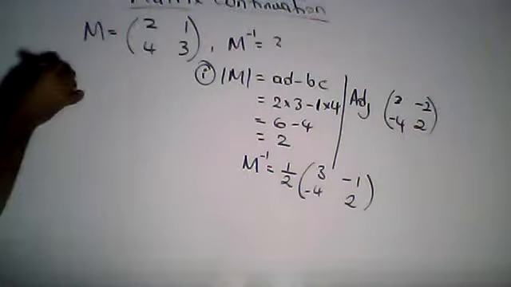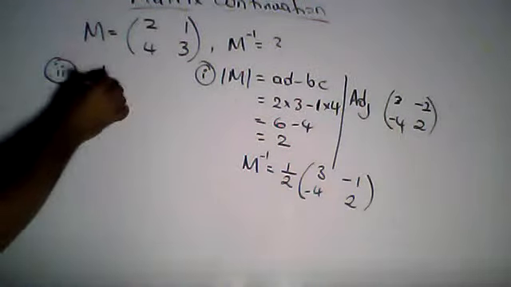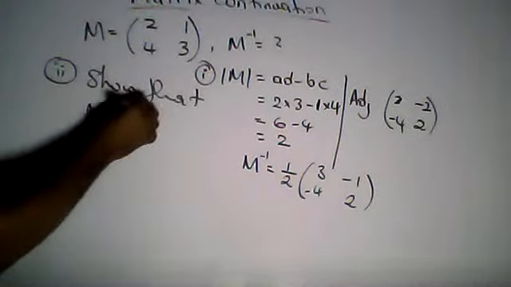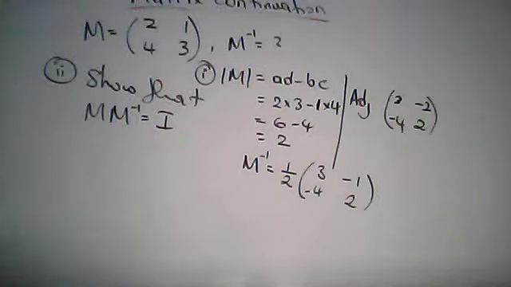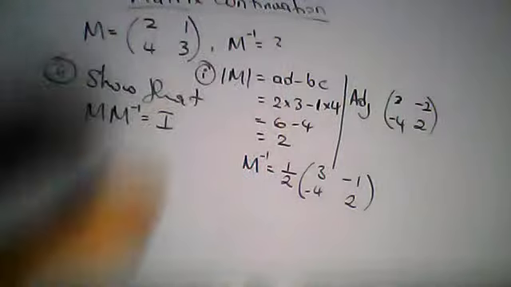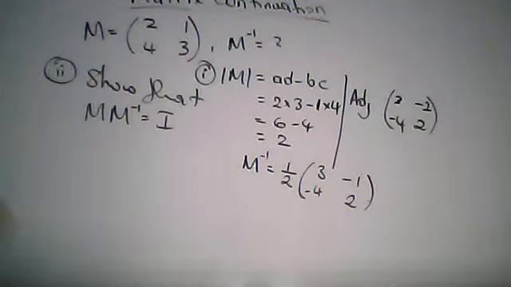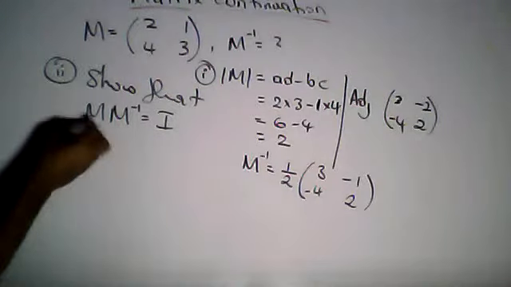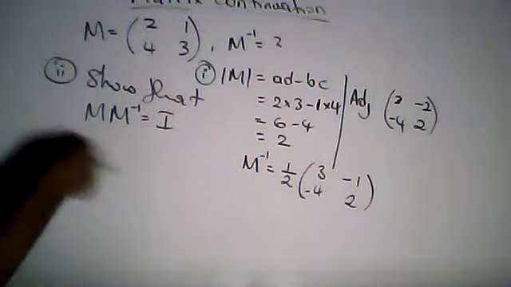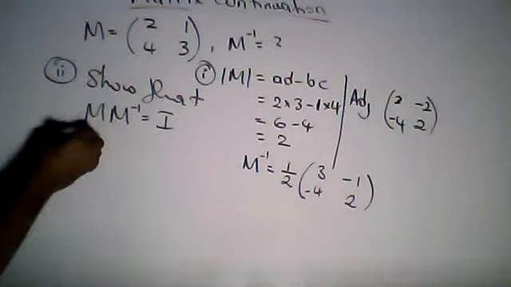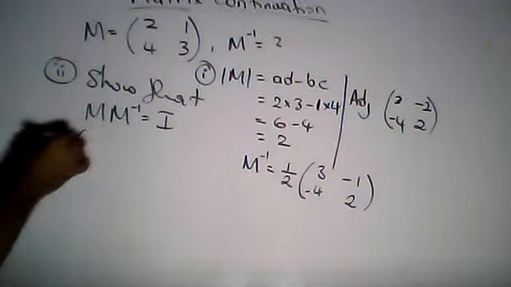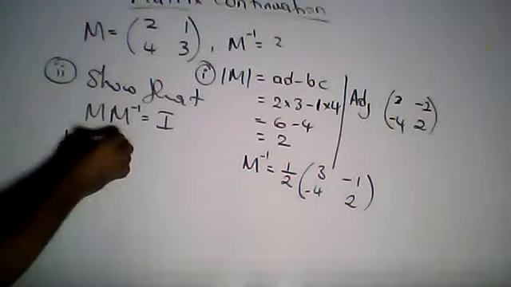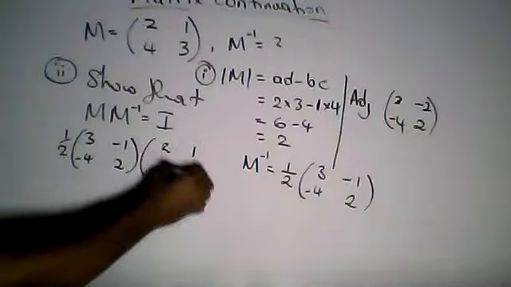The second part to the question, they said show that M times M inverse is equal to I. And we already know how to prove this, because we're going to multiply the matrix by its inverse. It doesn't really matter if we put the inverse first or last. So we're going to write a half times 3, minus 4, minus 1, 2, times 2, 1, 4, 3.